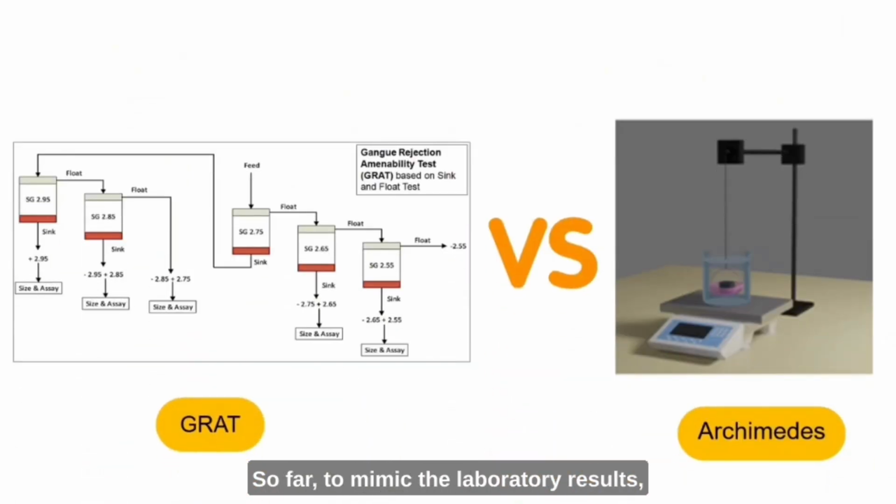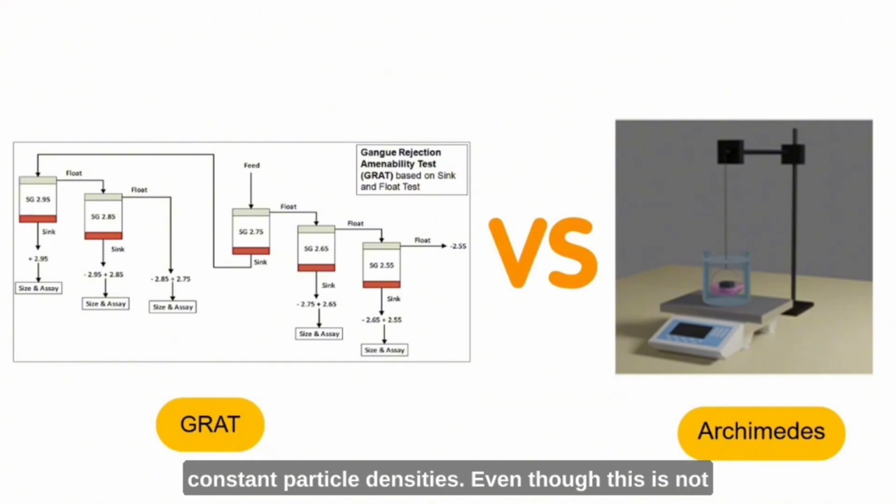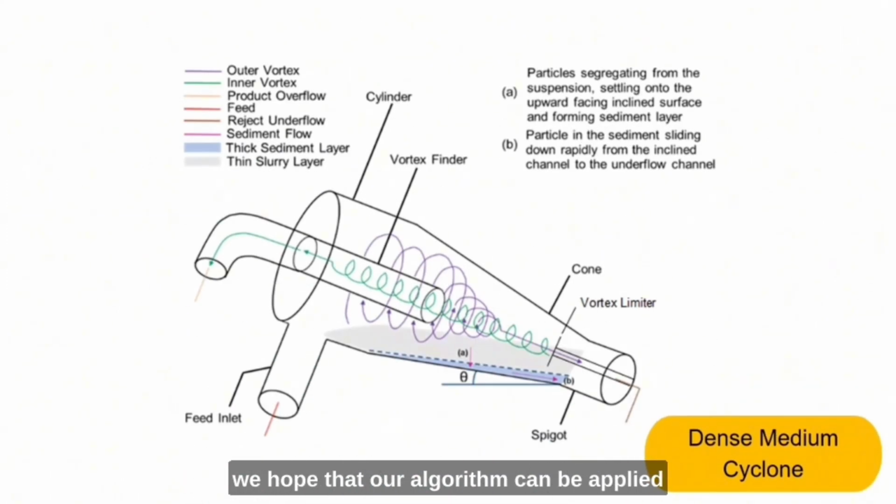So far, to mimic the laboratory results when testing in bulk systems, the grade of a certain number of individual particles from the density measurement using Archimedes' principle should match the grade of the bulk sample at constant particle density, even though this is not yet proven in bulk trial testing. Therefore, we are still working now and in the future to optimize the statistical model to be closer to the experimental one. In the long term, we hope that our algorithm can be applied in a gravity-based separation machine so that we will have more impact on society and industry, as well as create a prototype.